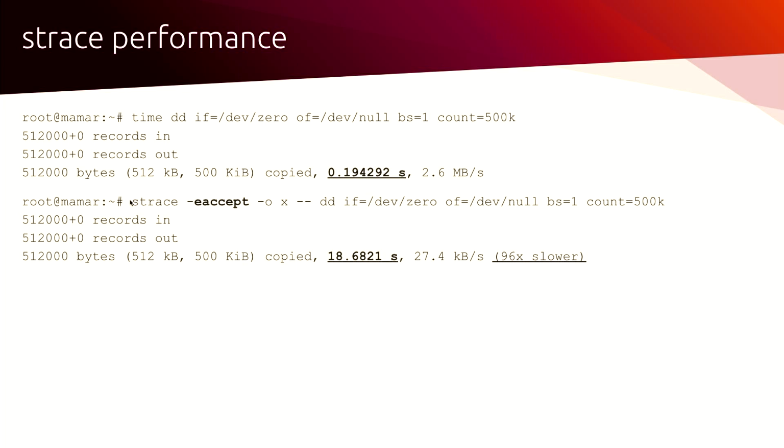If I do that just with dd on its own, it takes 0.2 of a second, which is pretty fast. If I use strace, and I don't even ask it to trace everything, I ask it with -e accept. I say, I only want to look at the accept system call. That's to accept a connection from the network, and dd doesn't even make network connections. If I ask it to do that, that same task will now take 18 seconds. That's nearly 100 times slowdown.